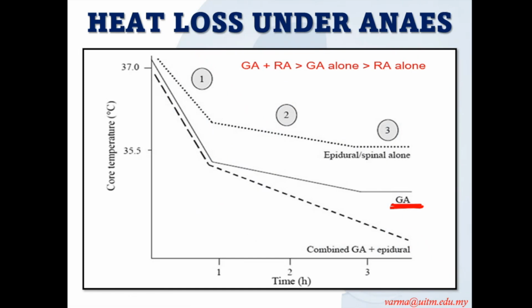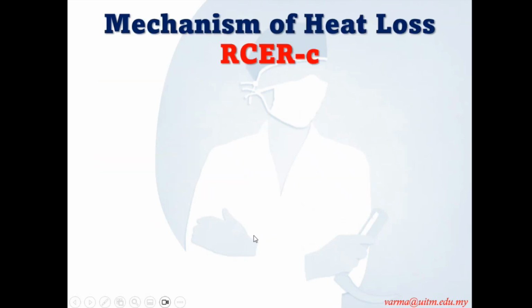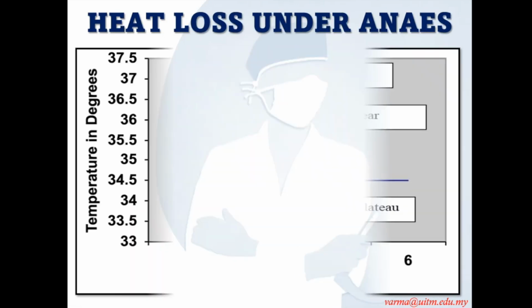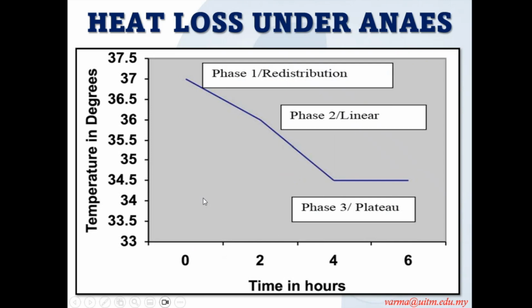Next, the heat loss is different based on general anesthesia versus regional anesthesia versus combined. First look at the GA alone. GA alone follows the curve that we mentioned just now. This is the graph if we are not warming up the patient. It brings us back to this concept. Okay, this is general anesthesia. Heat loss under general anesthesia alone.